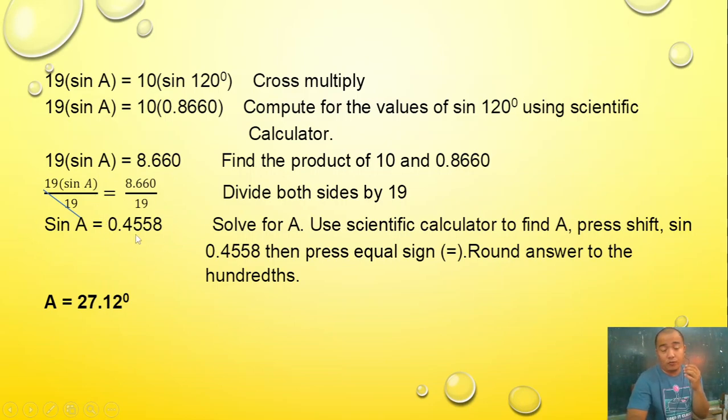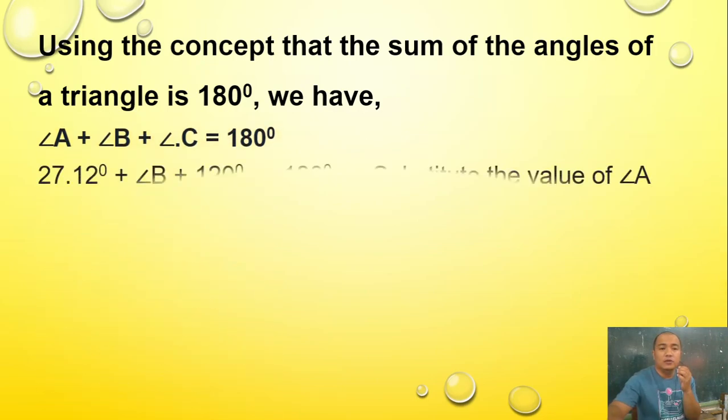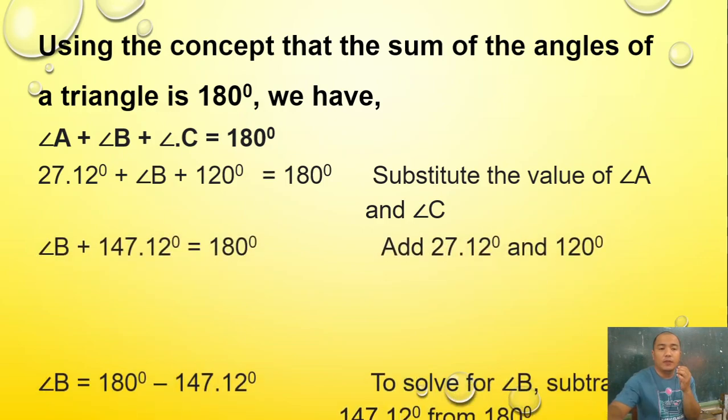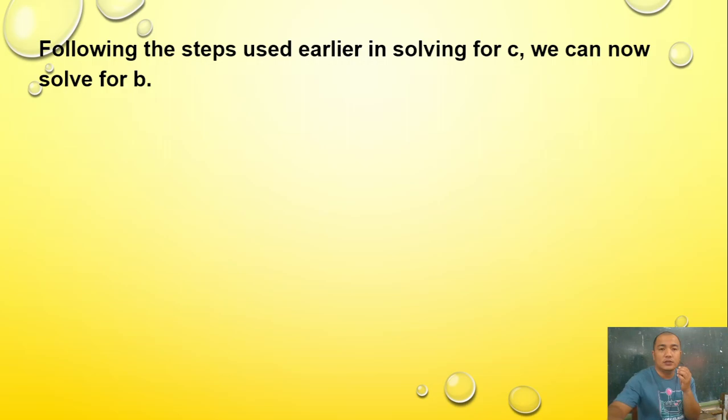The answer is 0.4558. Then in your calculator, press shift sine, 0.4558. 27.12 degrees is the answer for angle A. And since two angles are already known, 180 minus 27.12 minus 120 degrees, that will be the measure of angle B, which is equal to 32.88 degrees.